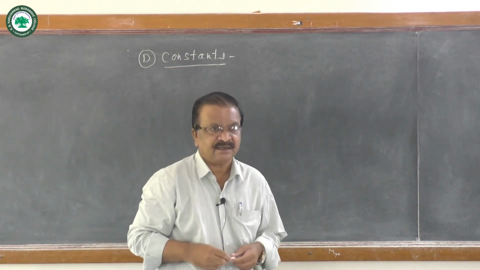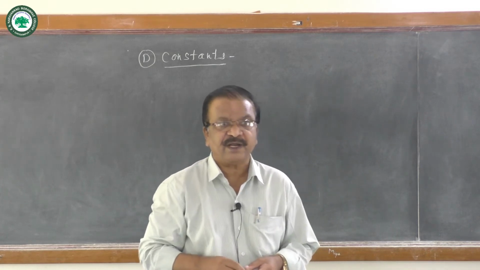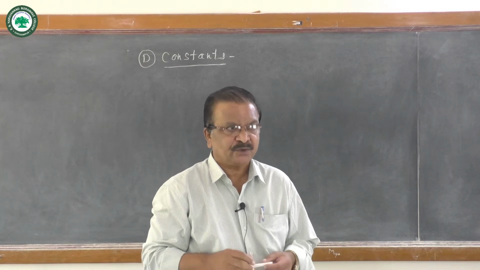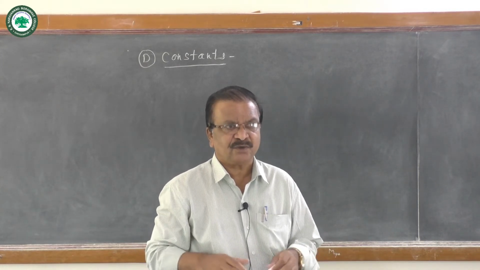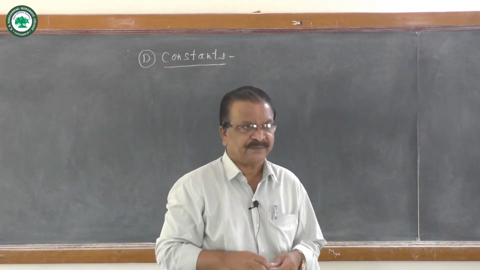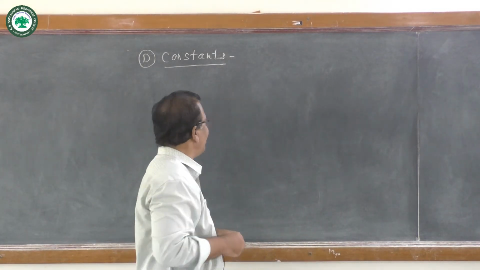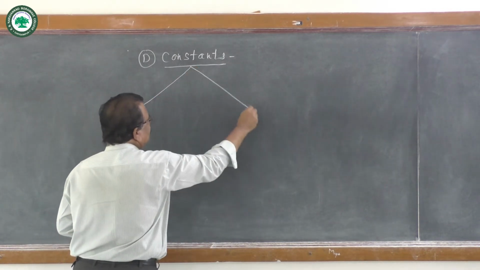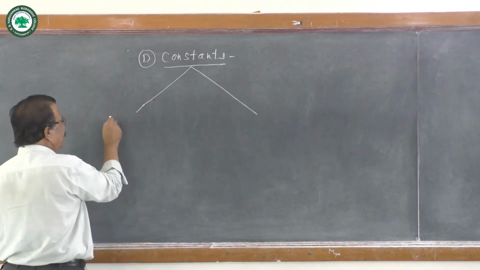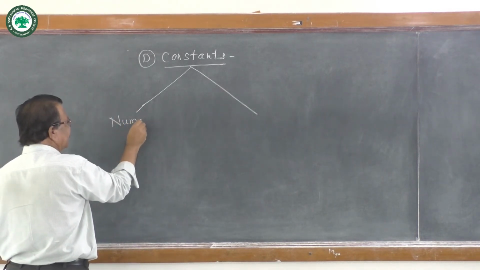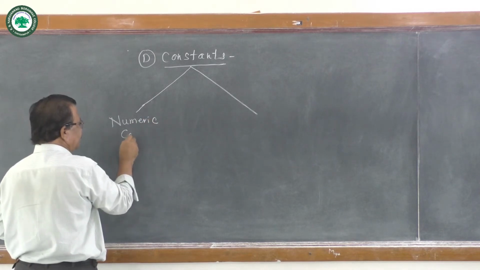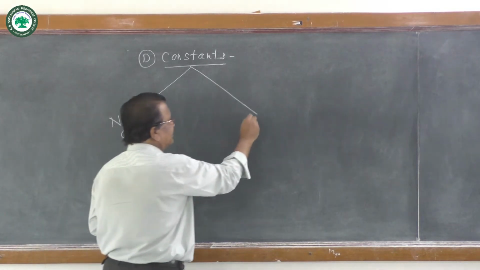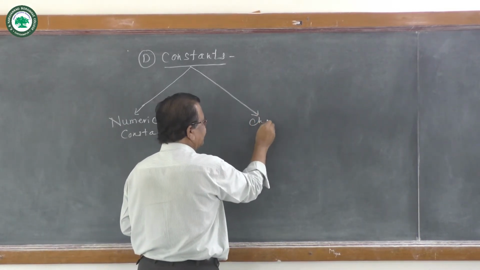Constants in C refer to fixed values that do not change during execution of the program. So these are the constant values, they are not going to change during program execution. Constants in C are classified into two main categories: numeric constants and character constants.